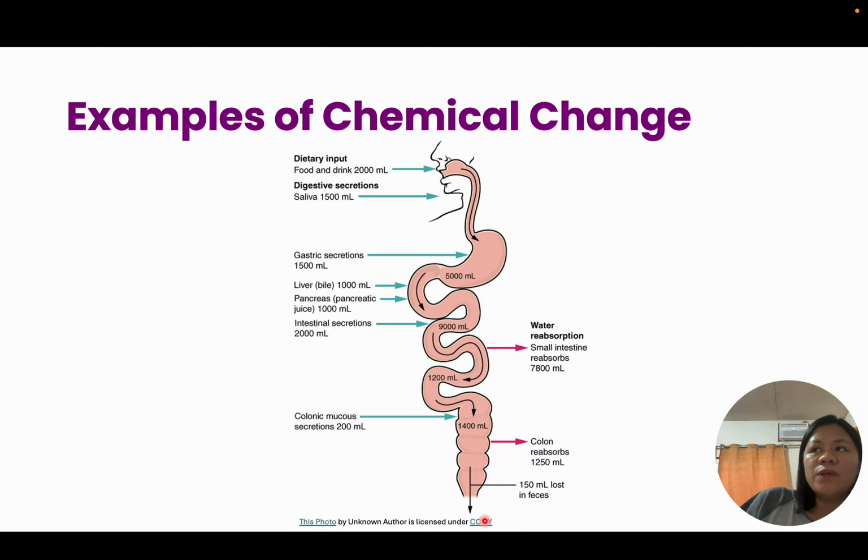Take note, when we drink a lot of water, it will result in softer stool. But if we drink less water, as you can see, 2,000 ml, so this is 2 liters, only 150 ml is left to soften our stool. So that's the reason why if you drink less water, your stool or poop will be much harder. Okay?